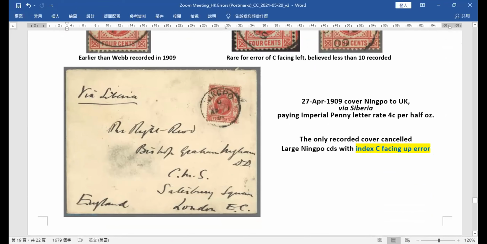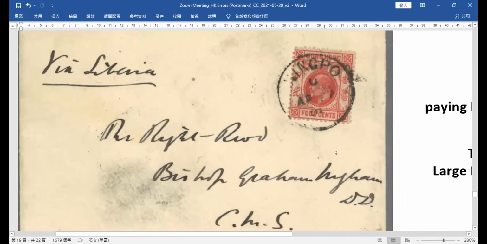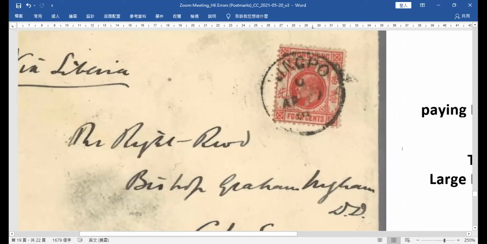It is a cover, 1909, April 27, from Ningpo to UK via Siberia, paying the 4 cents imperial penny letter rate per half ounce. With a large Ningpo CDS cancel, the index facing up. I'll enlarge it so that you guys can look at it clearly.